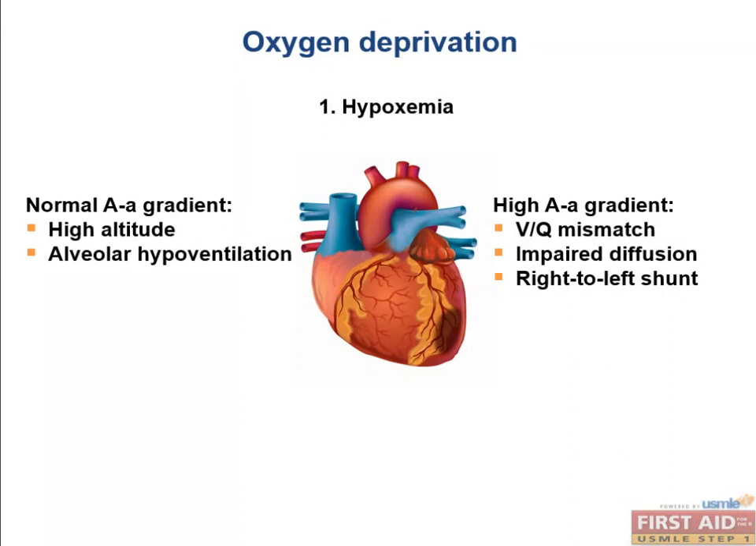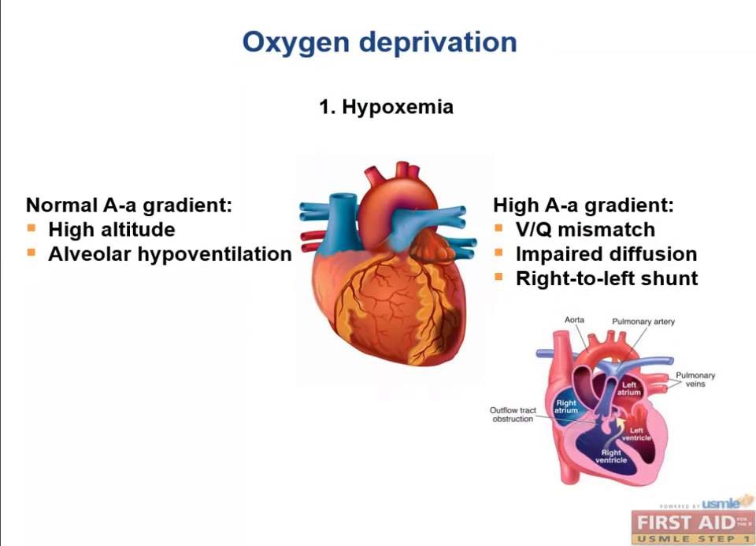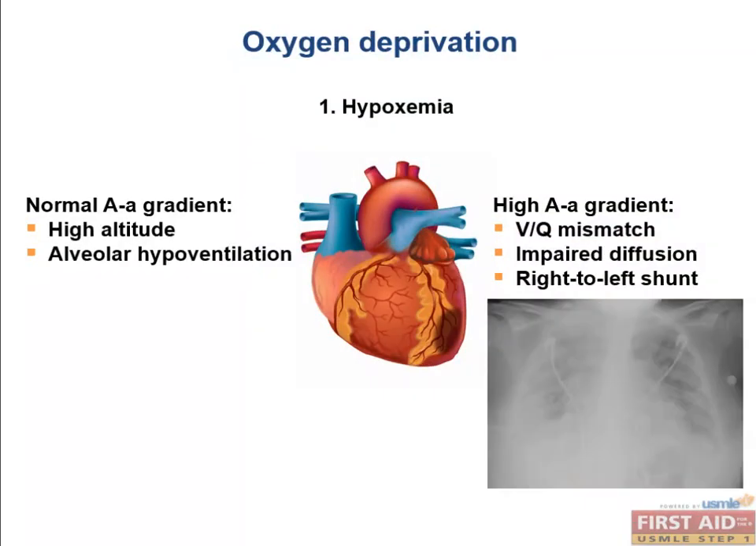A right to left shunt might include what kinds of problems? Well, it could be anatomic, like tetralogy of Fallot, which could have a VSD, where low oxygen content blood goes out through the aorta. Or it could be physiologic, like pulmonary edema. In pulmonary edema, blood is flowing through the lungs, but all of the edema in the alveoli block gas exchange, so blood returns to the left side of the heart without getting oxygenated.